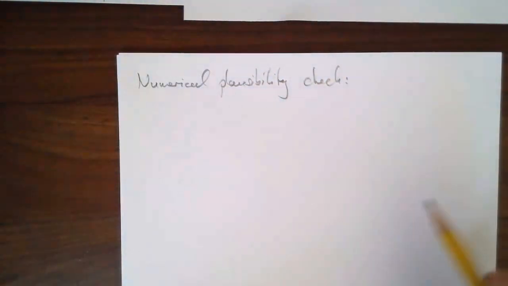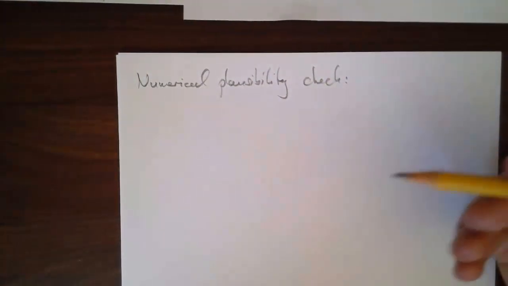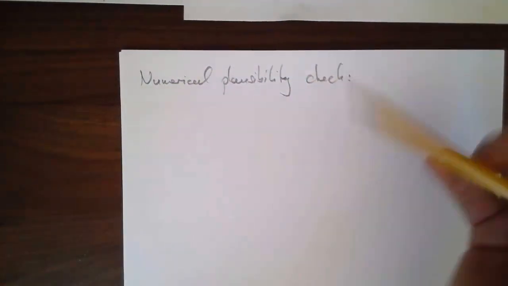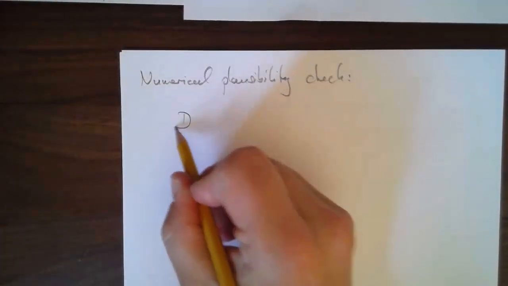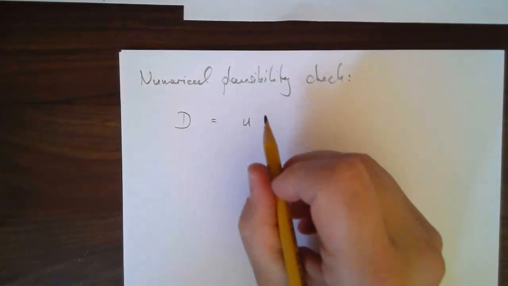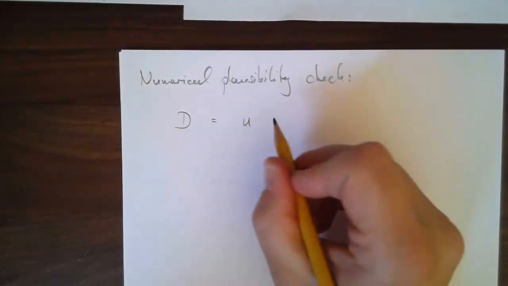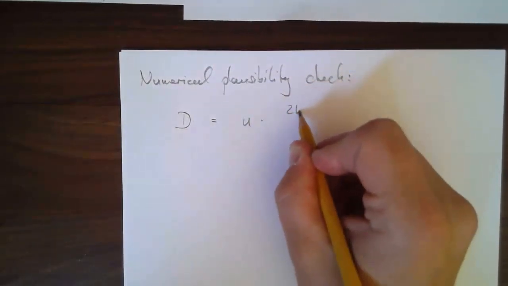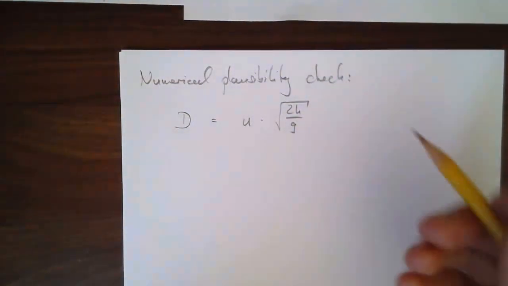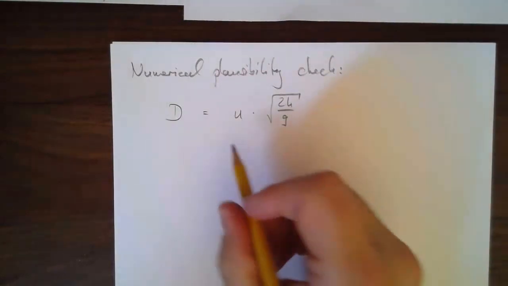Again, it's not something you have to do every time, but it's something you can sometimes do just to check your work. So let's have a look. Our answer was D is equal to the launch speed, or the speed at the top, times the square root of 2h over g. So let's think of some realistic values.